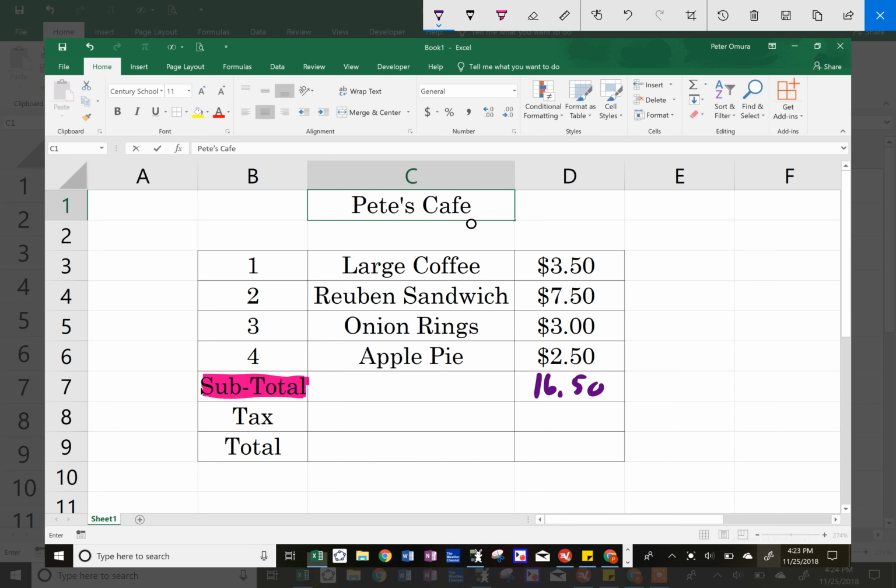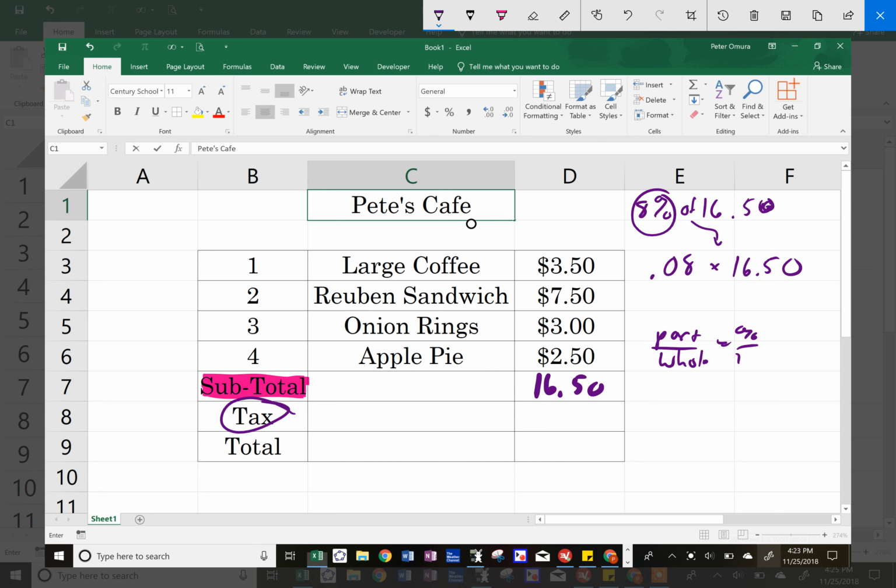Now, tax is how much you pay for certain goods. Because these are kind of like luxury items, I have to pay 8% of $16.50. By now, you should know how to do this. The easiest way is just to recognize that 8% is really 0.08. Of means to multiply, and $16.50 is just $16.50. If you like to do the percent proportion, by all means, part over whole equals percent over 100, and you will get the same thing.